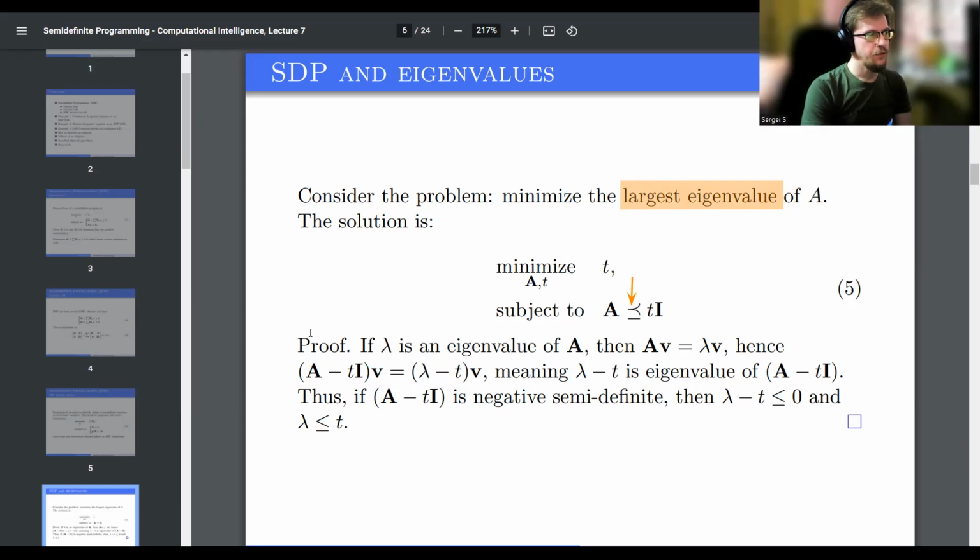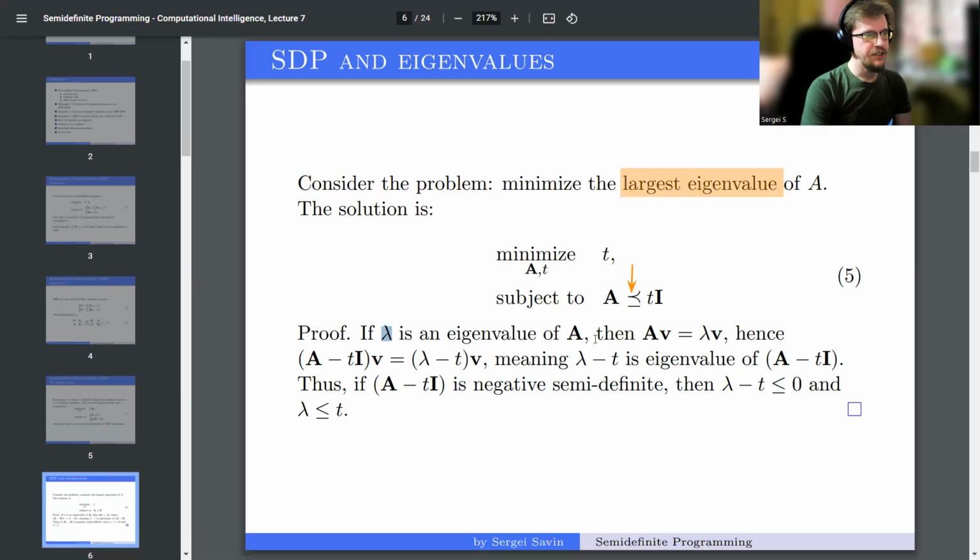So what is the proof? If lambda is an eigenvalue of A, then by definition, we know that A times V equals lambda V for some vector V. This is what it means to be an eigenvalue: there exists an eigenvector that is being scaled by this matrix by the value lambda. Now, this can be rewritten in this form: A minus Ti times V equals lambda minus T times V.